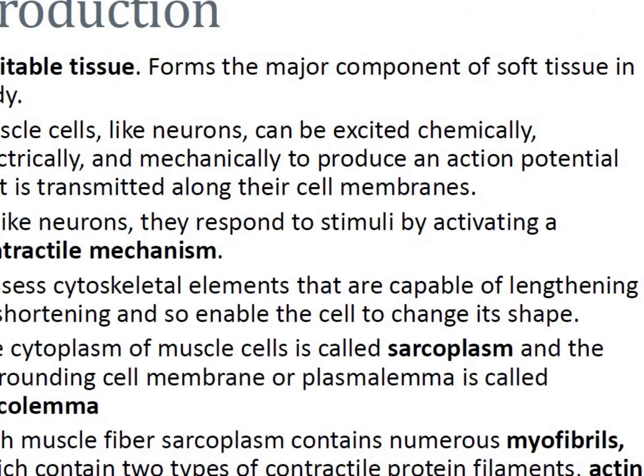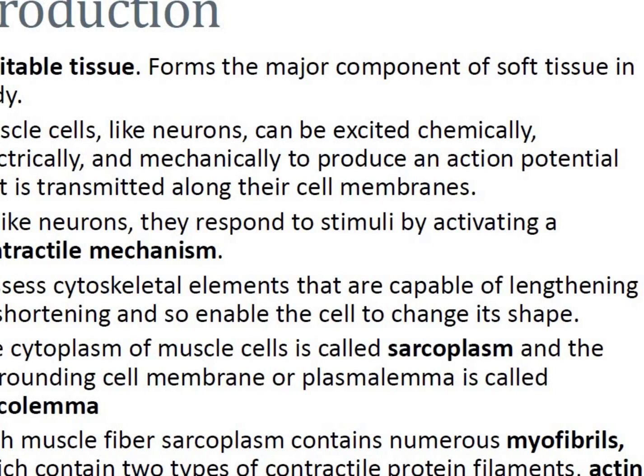So the introduction: muscle is just an excitable tissue that can contract and relax. It is a soft tissue. Muscle cells are like neurons. They can be excited chemically, mechanically and electrically to produce an action potential that can be transmitted through various cell membranes. Unlike neurons, they respond to stimuli by activating a contractile mechanism. They contract and relax, but they respond to a stimulus. Okay? They possess a cytoskeletal element, that is nothing but your actin and myosin, that helps to shorten and lengthen a muscle.